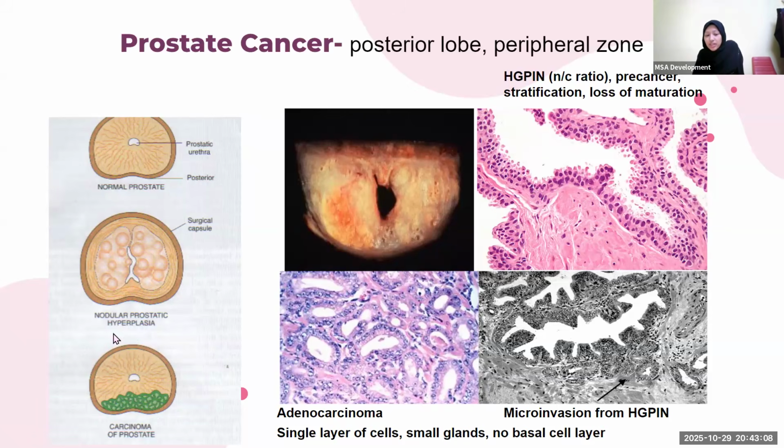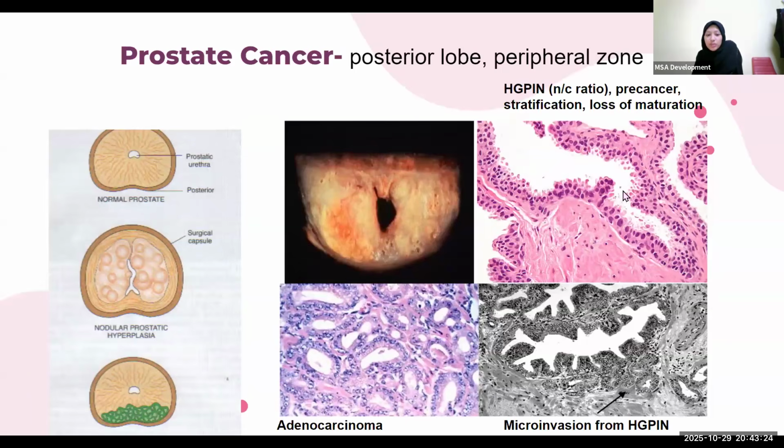Okay, this one is peripheral cancer. Again, loss of maturation, you see anaplastic cells, stratification is happening. This is precancerous. This one, same thing, but you see it glandular. So it's not columnar or cuboidal anymore. You see it as glandular structures. So we will now call it adenocarcinoma. Adenocarcinoma is a single layer of cells with small glands.